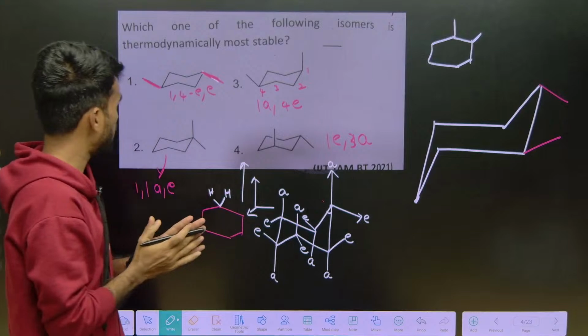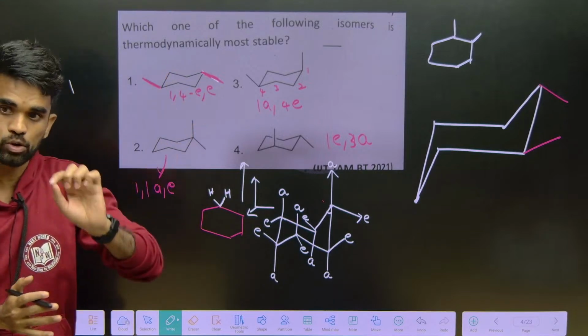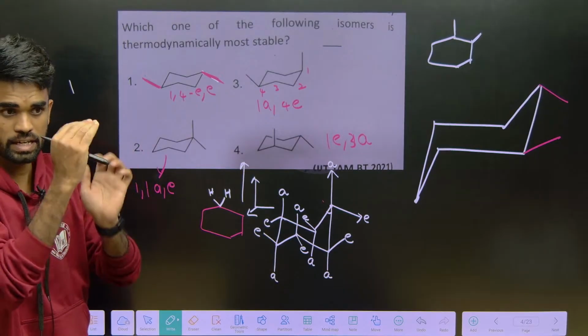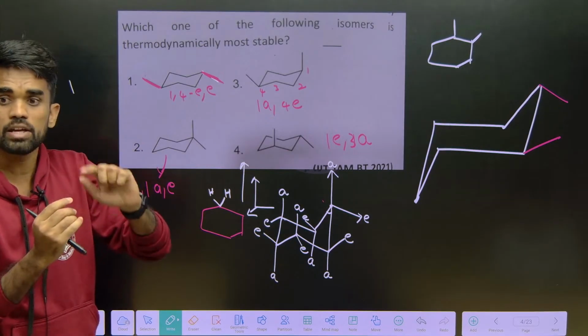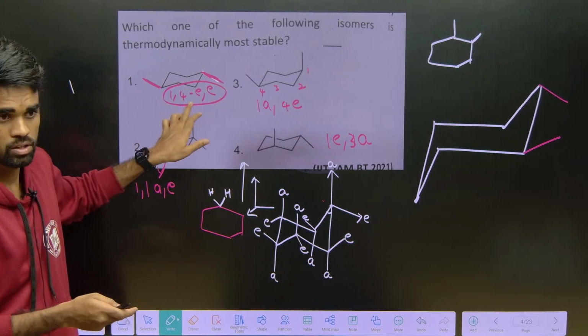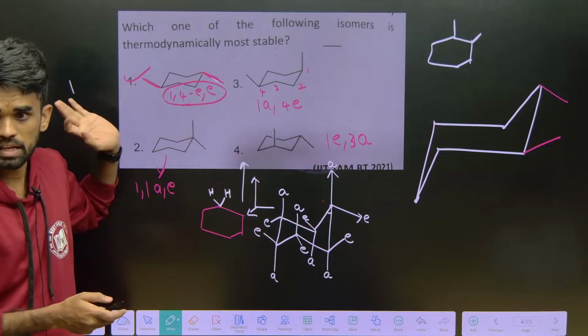So try to place the given alkyl groups in equatorial positions. Therefore, repulsions will be less, those interactions will be less, and that molecule will become more stable. So which is having equatorials here? That will be more stable. Is this clear or not?